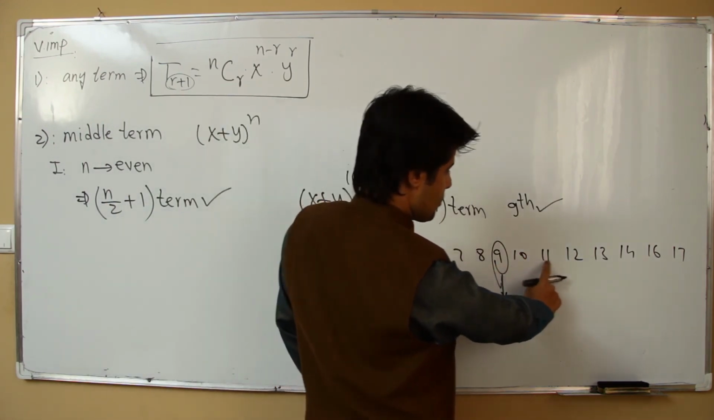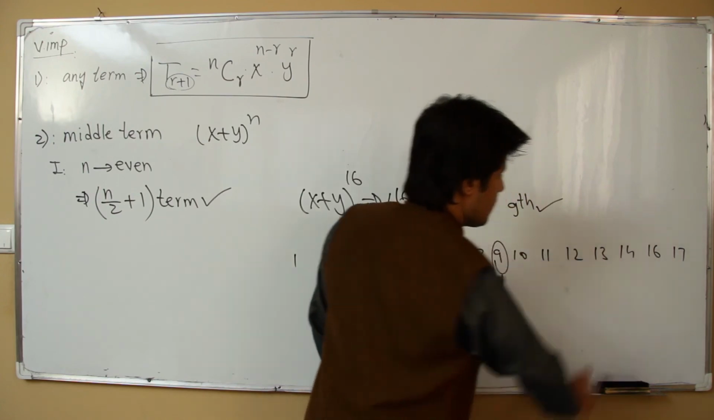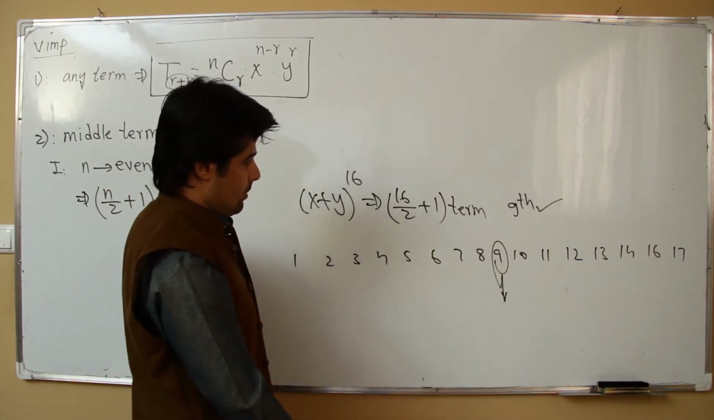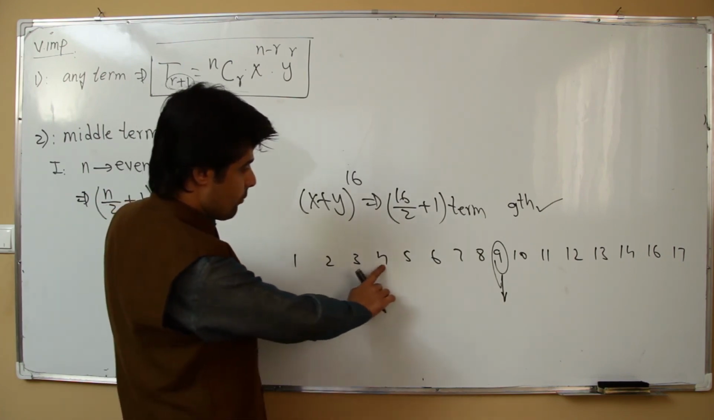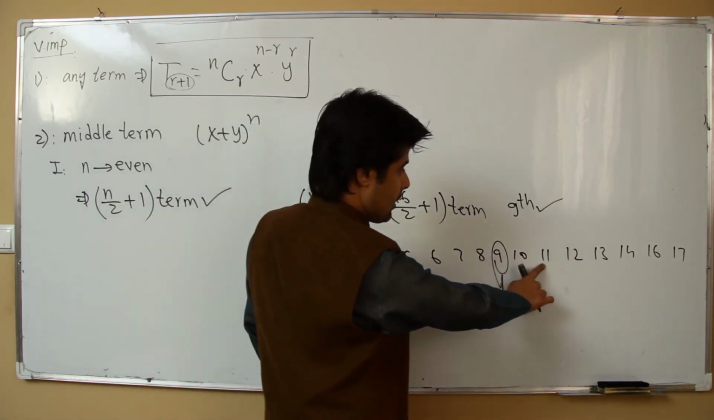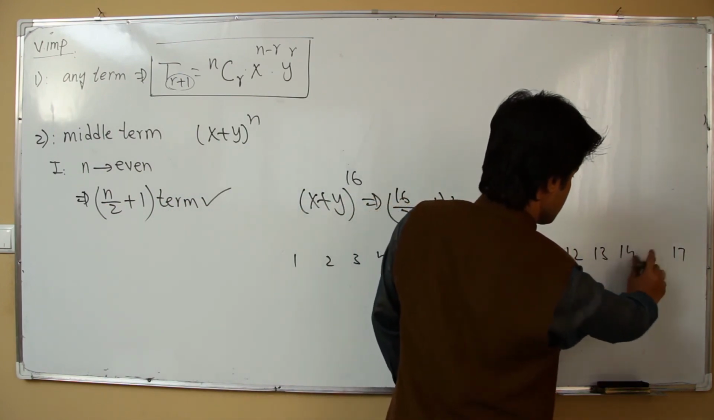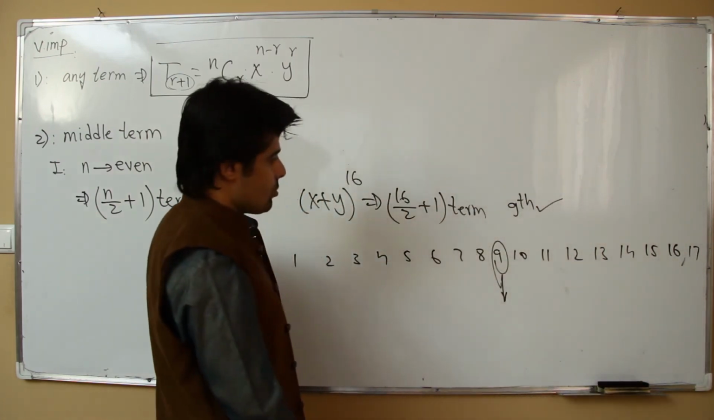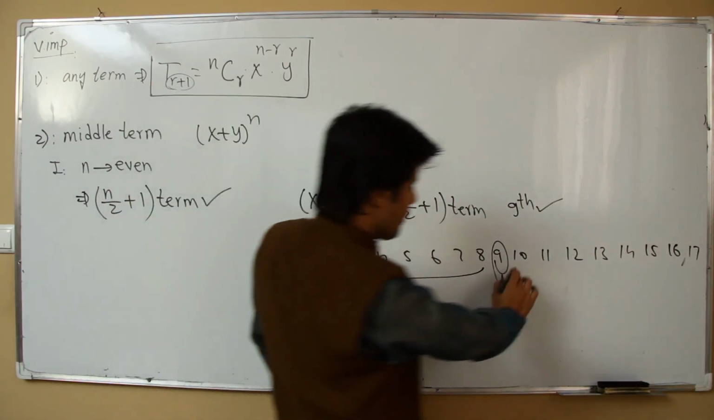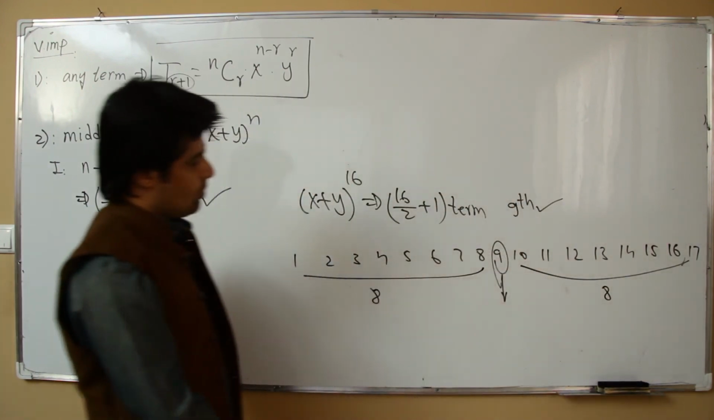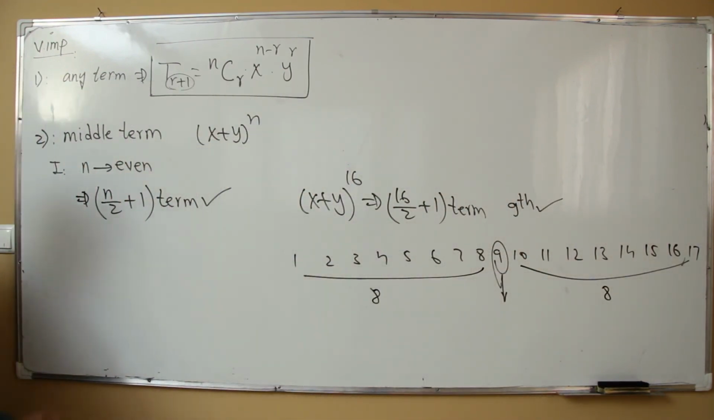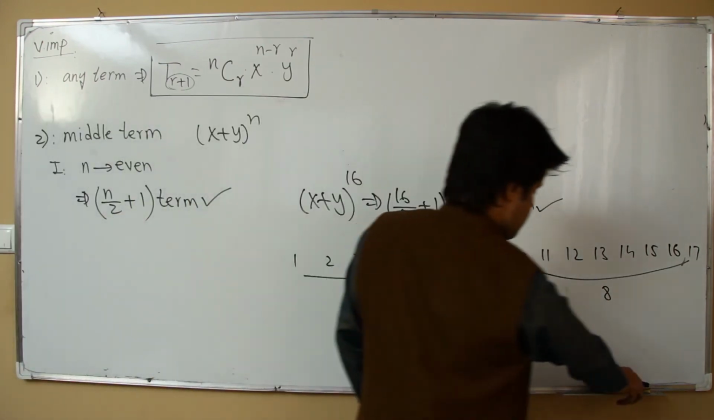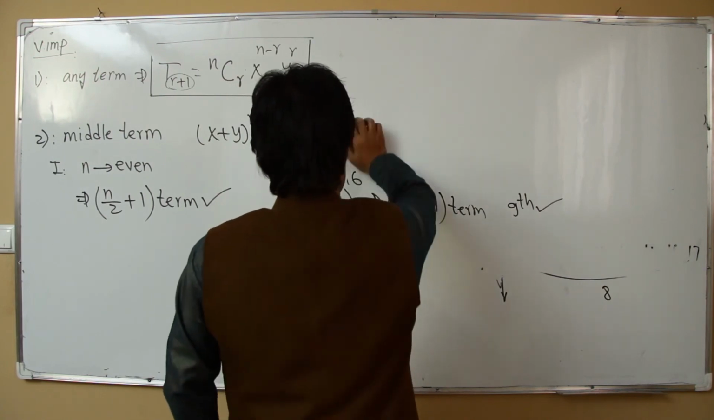For the right side, 1, 2, 3, 4, 5, 7. 6 divided by 2, 8, 8 plus 1, 9. The 9th term: 1, 2, 3, 4, 5, 6, 7, 8, 9, 10, 11, 12, 13, 14, 15, 16, 17. How many terms do we have in this side? 8. How many terms do we have in this one? 8. So the 9th one is the middle term. I mean, if n is even, then n divided by 2 plus 1 is the middle term. Am I right? Yes.